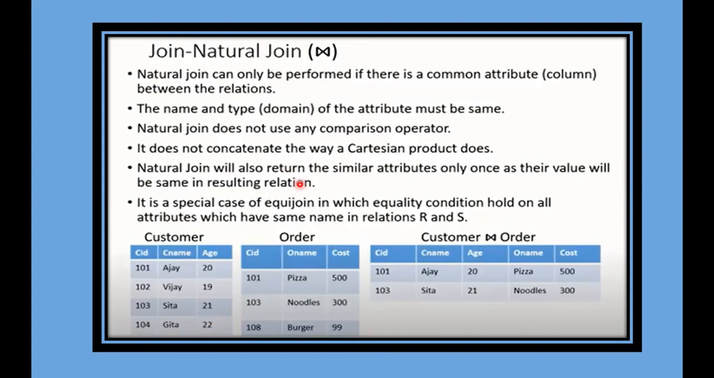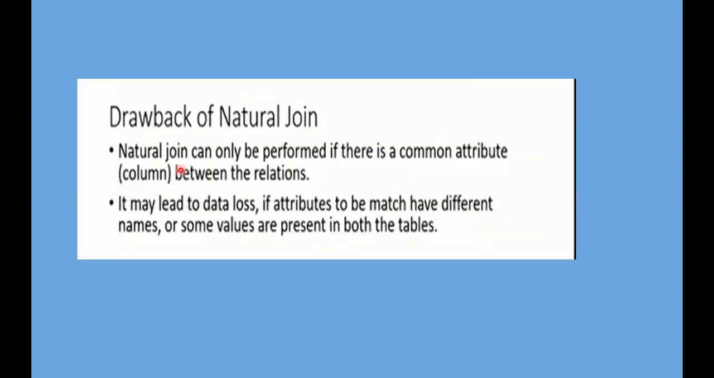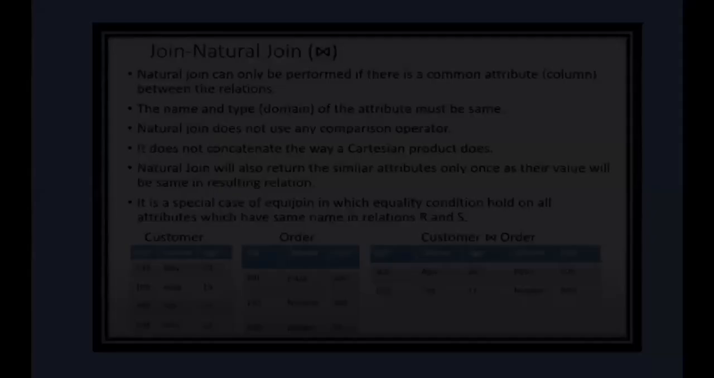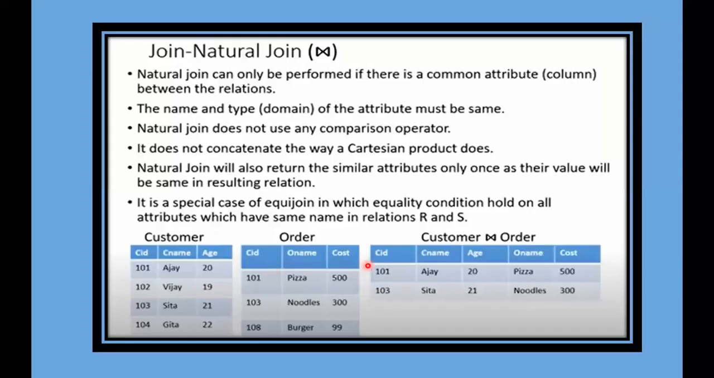Let's see the drawbacks here. It can only be performed if there is a common attribute between the two relations. If there is a common attribute, we can perform the natural join, otherwise it is impossible. Then it may lead to data loss if the attributes to be matched have different names, or if some values are present in both tables. Let's assume that some values are common in both; that is also a problem for the natural join.